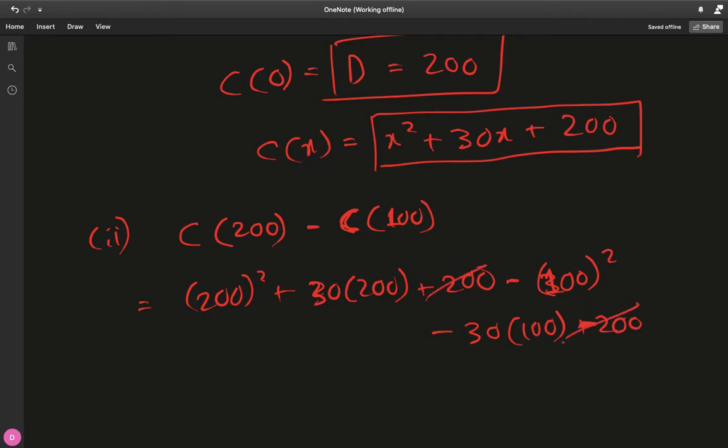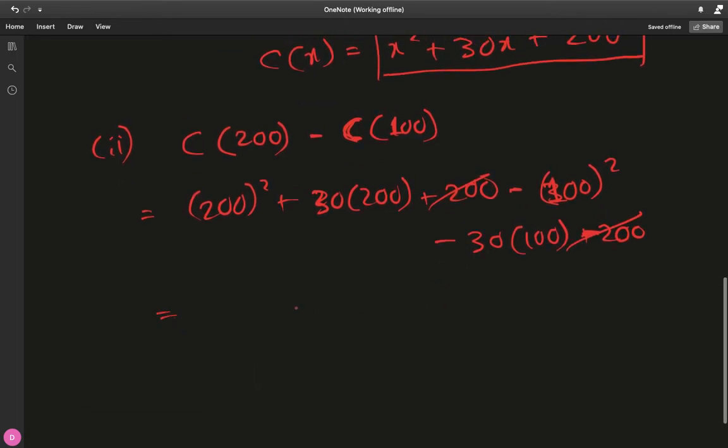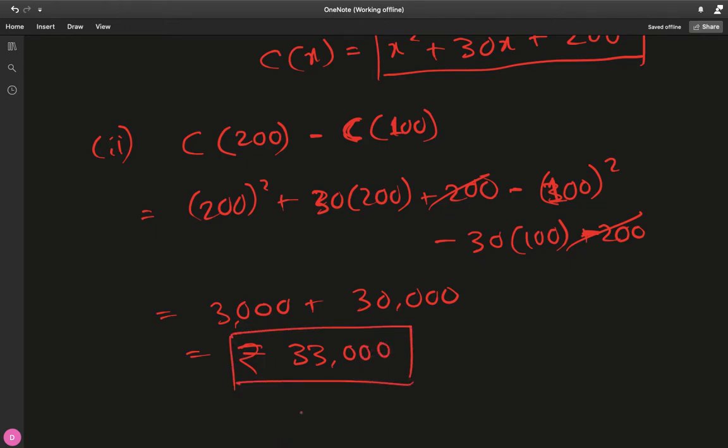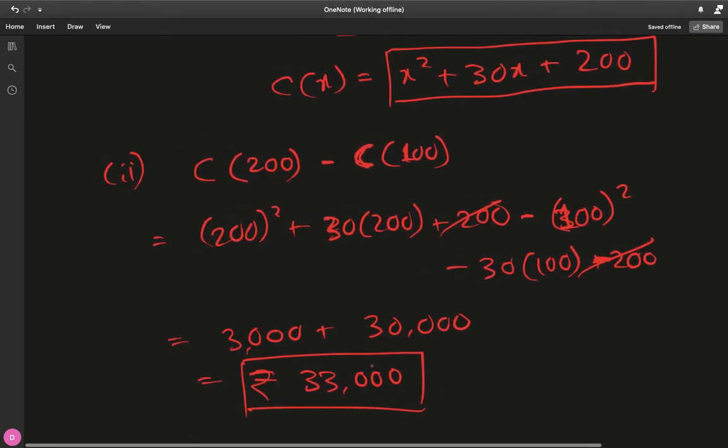So this cancels out. We have finally 3000 plus 30,000 being equal to rupees 33,000. Yeah, that's actually the increase in cost. If you increase from 100 to producing 200, that's how much more you'll have to pay.